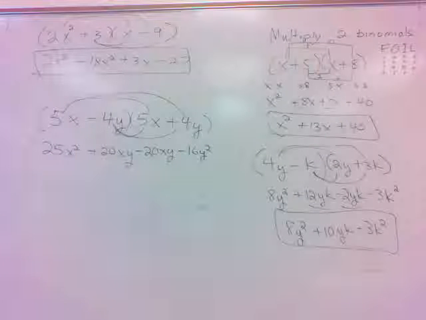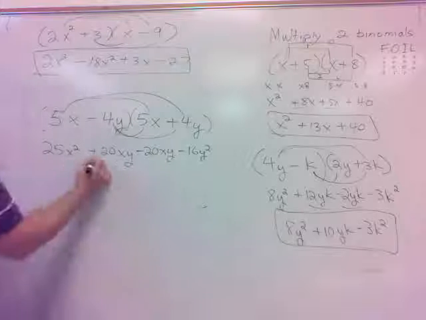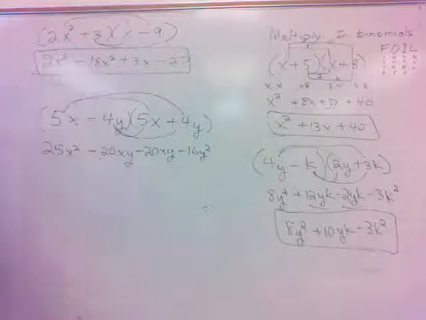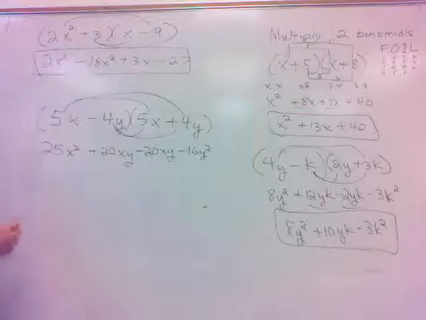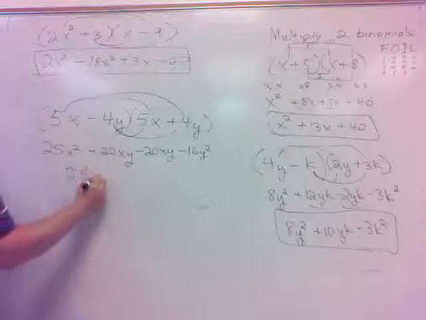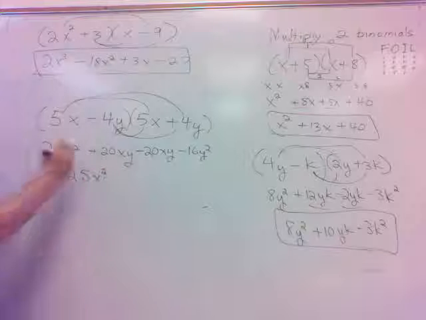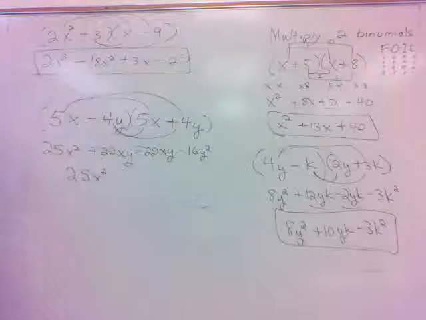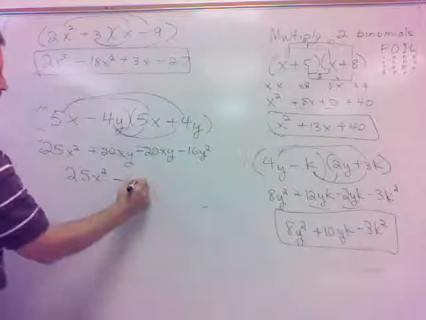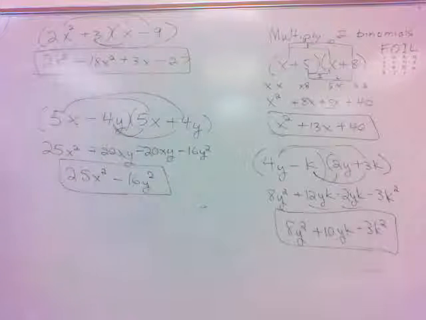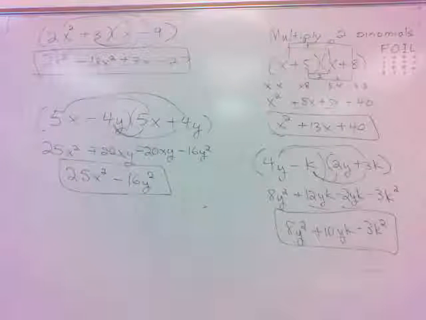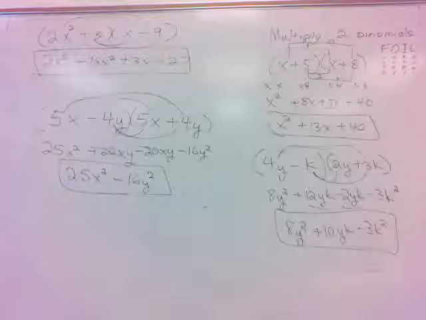Well, it just so happens in this case, what happens? We have a cancel. Yeah. We've got a positive 20xy and a minus 20xy. 20 minus 20, that's 0 xy. But is there any need to write 0 xy? No, there isn't. 0 times anything is 0. So, yeah, those just effectively go out. And we wind up with just a two-term product there. So that can happen as well. Okay? All right.